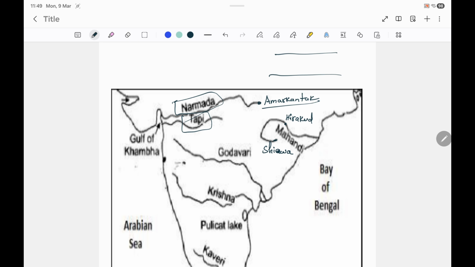Important names on this river are Sardar Sarovar, Indira Sagar, and one important waterfall on this river is Dhuandar Falls.